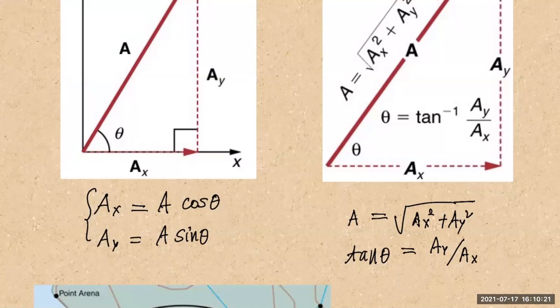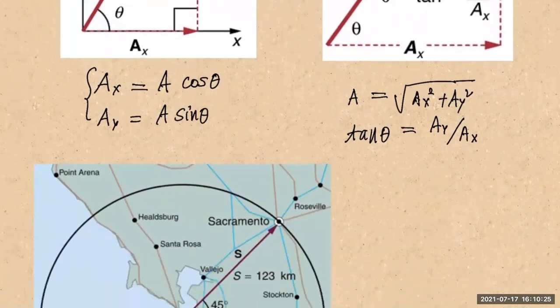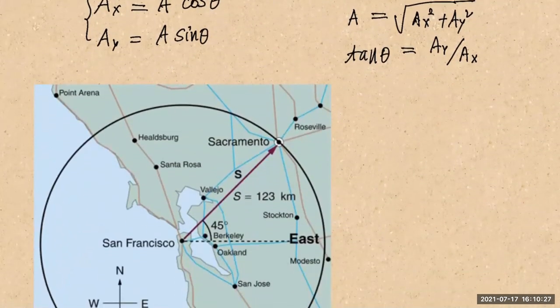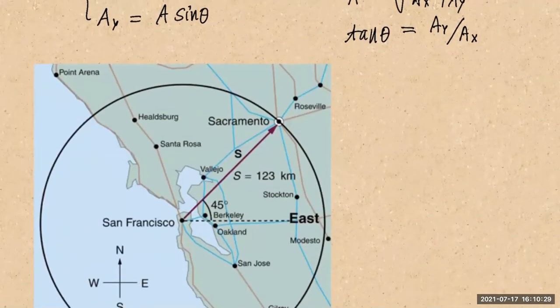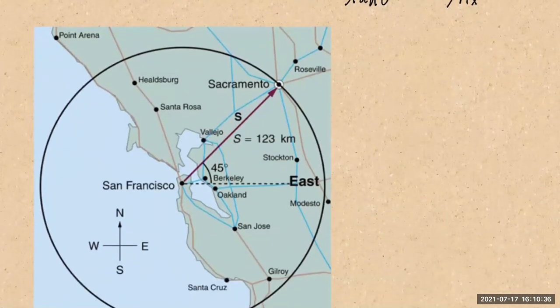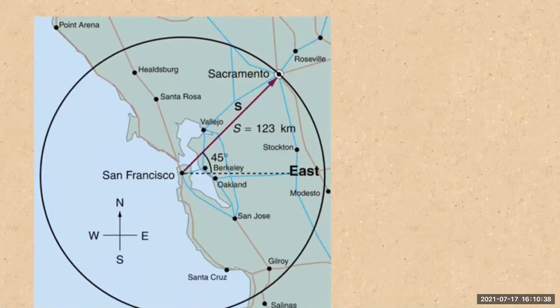One is the x component, the other is the y component. All right, now let's look at an example of how we can use that to express the position or displacement vector using numbers. So here is a map of the Bay Area. You start from San Francisco and you draw a displacement vector from San Francisco to Sacramento, and you find that the length of displacement vector S is 123 kilometers.